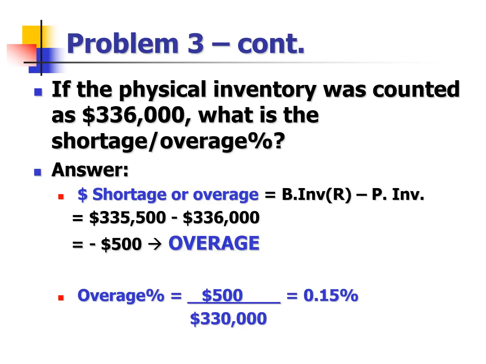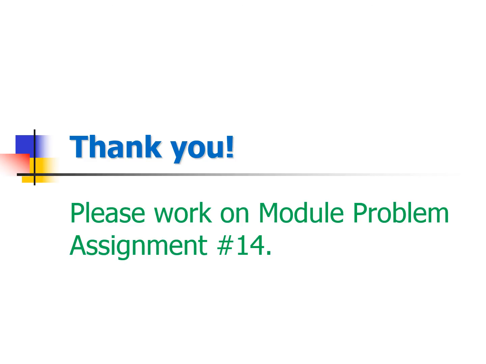Yeah, in this case we had an overage, right? We had more physical inventory than the book inventory. So when you did the book inventory minus physical inventory, you actually had a negative $500, right? So an overage of $500, and overage percent would be 500 divided by 330,000, which was the net sales amount, and that gives us a 0.15% overage rate. So it wasn't too hard, right?